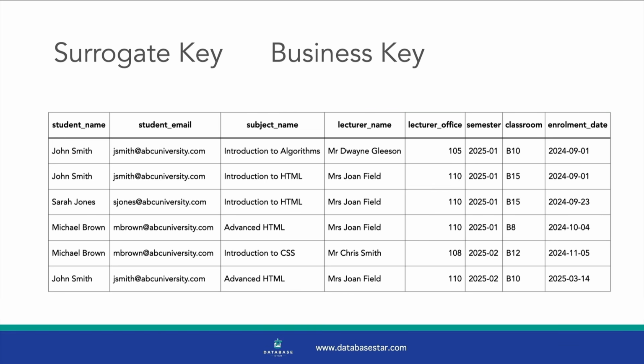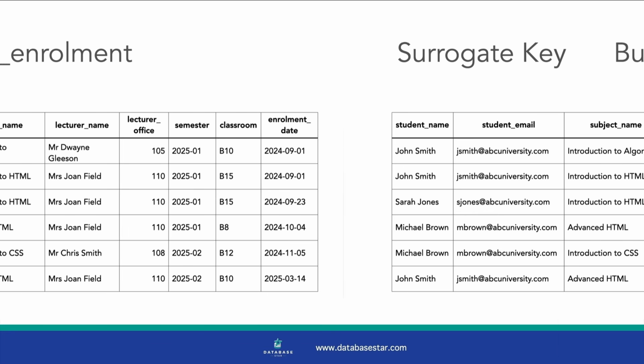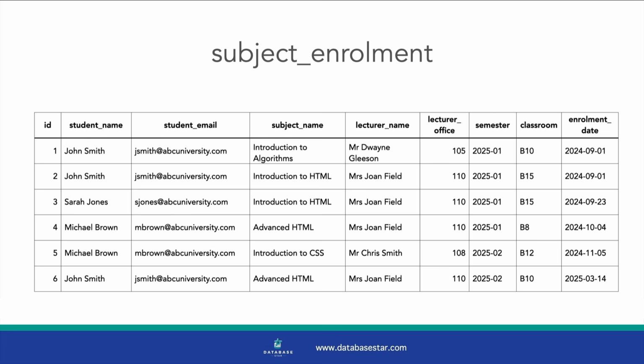Either way will achieve the goal of first normal form, but my preference is to use a surrogate key, which is to create a new column. So we'll do that here. We add a new column called ID and give it a unique number. This is our primary key. We have now achieved first normal form.